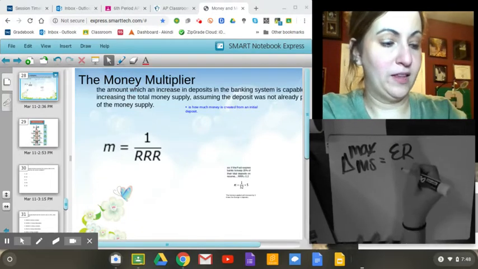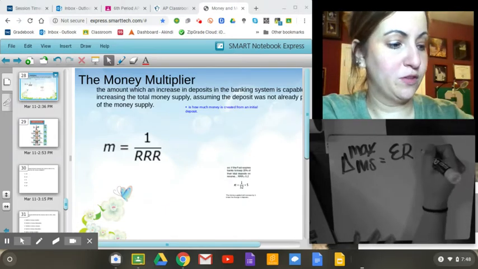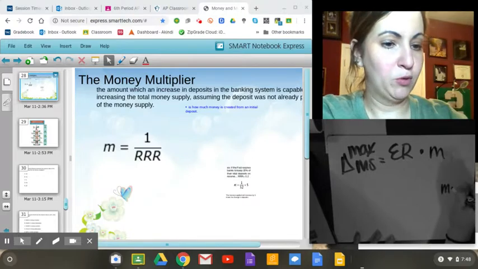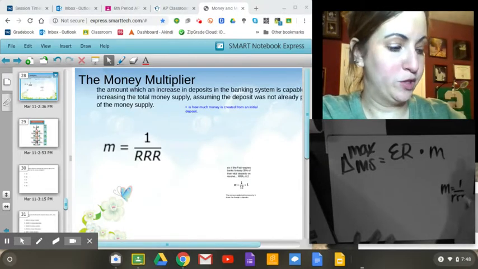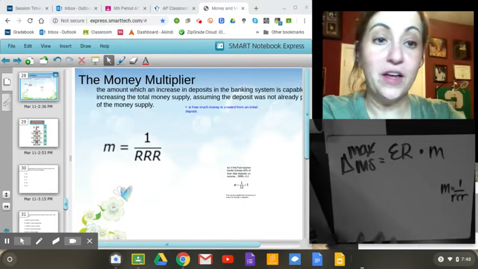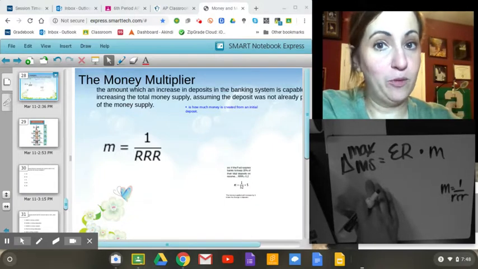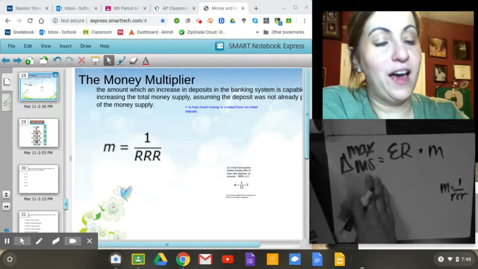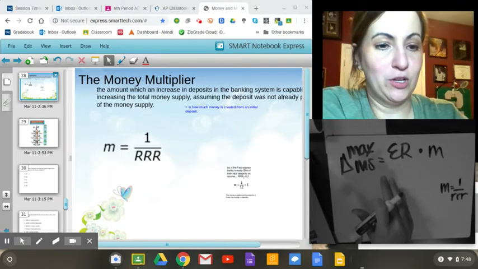Remember, it's like the money left over, excess reserves times M, where M, the money multiplier, is 1 over the required reserve ratio. Well, that's one of the questions that they'll be probably asking on the AP exam. Who knows? They ask this a lot. The maximum change in money supply.